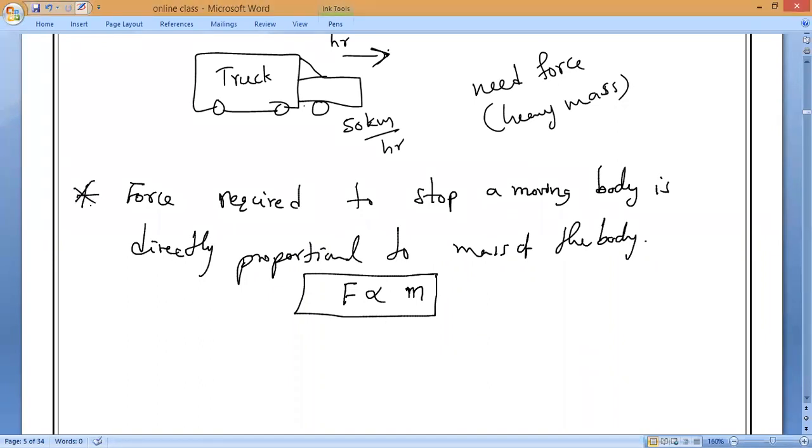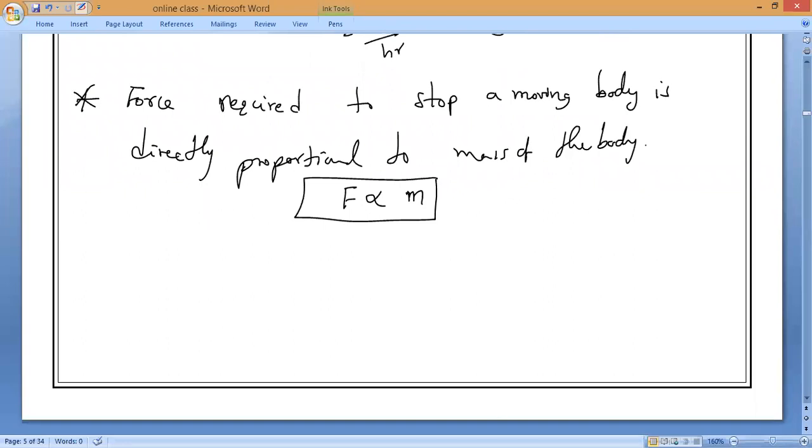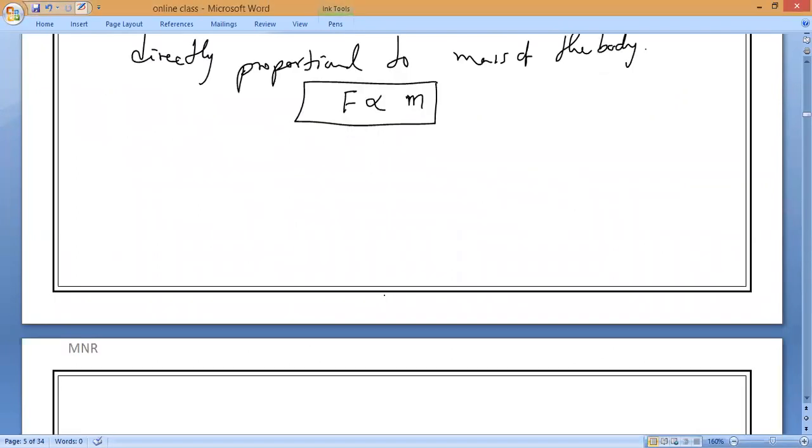Now, this is the first thing. Now observe one more example. Let us take the next thing. Now I take two cars. For the first point, what did we take? Two different masses: one is a cricket ball, another is a tennis ball. Now I have taken two same cars. Do you understand?